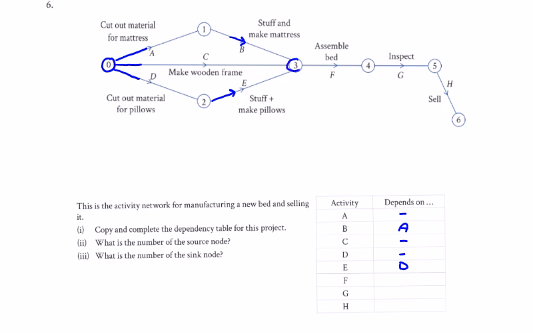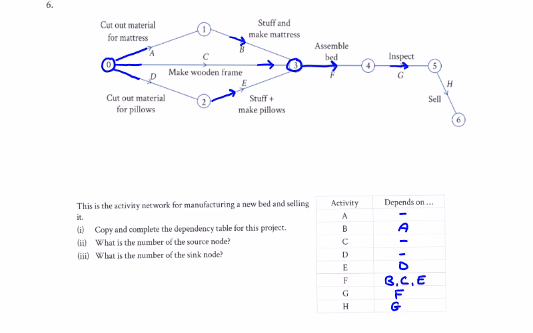And at this point we have a convergence of 3 lines. F can only happen when we have 3 things. The third line is C, so we have B, C and E for F to happen. G can only happen if F is complete, and H can only happen if G is complete. So that's the dependency table.